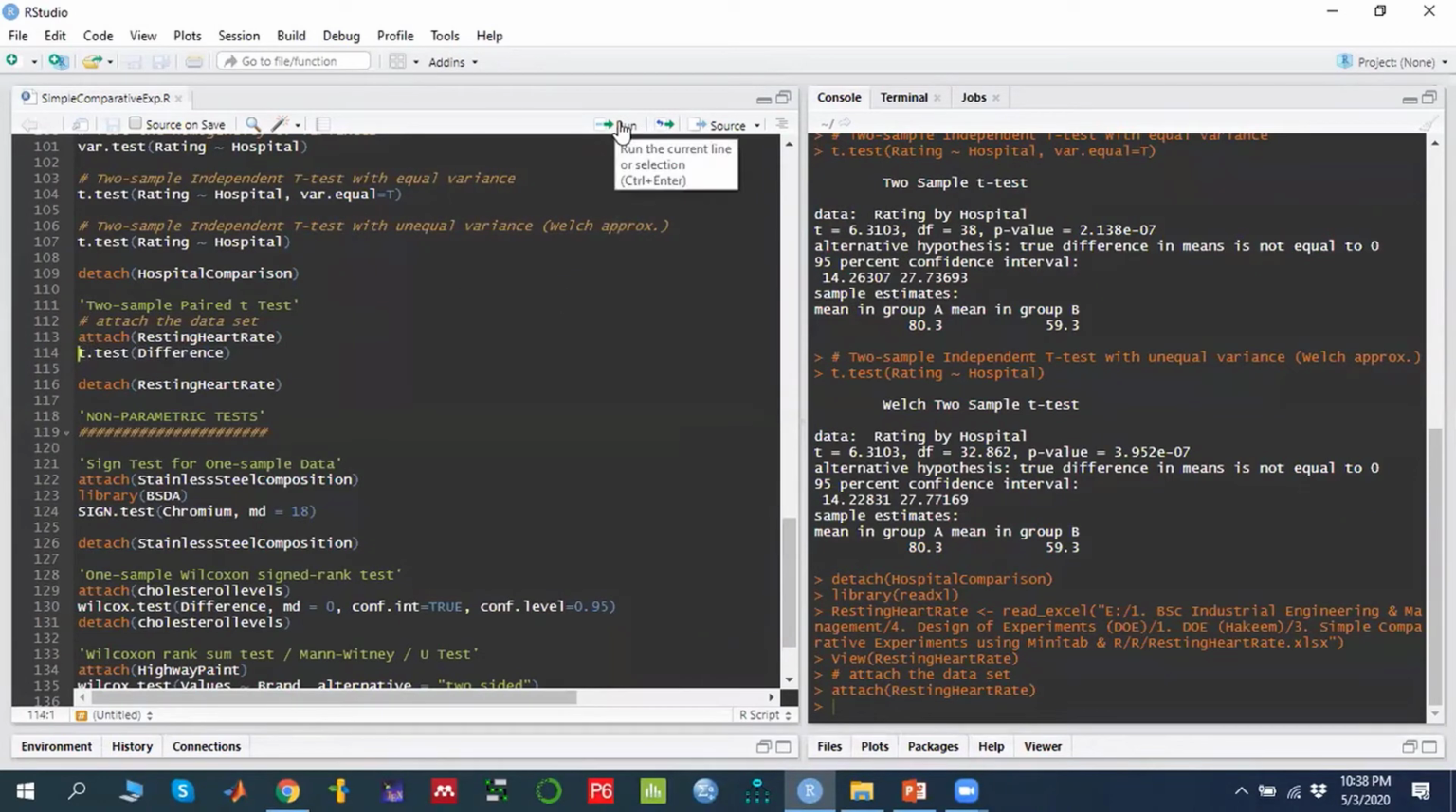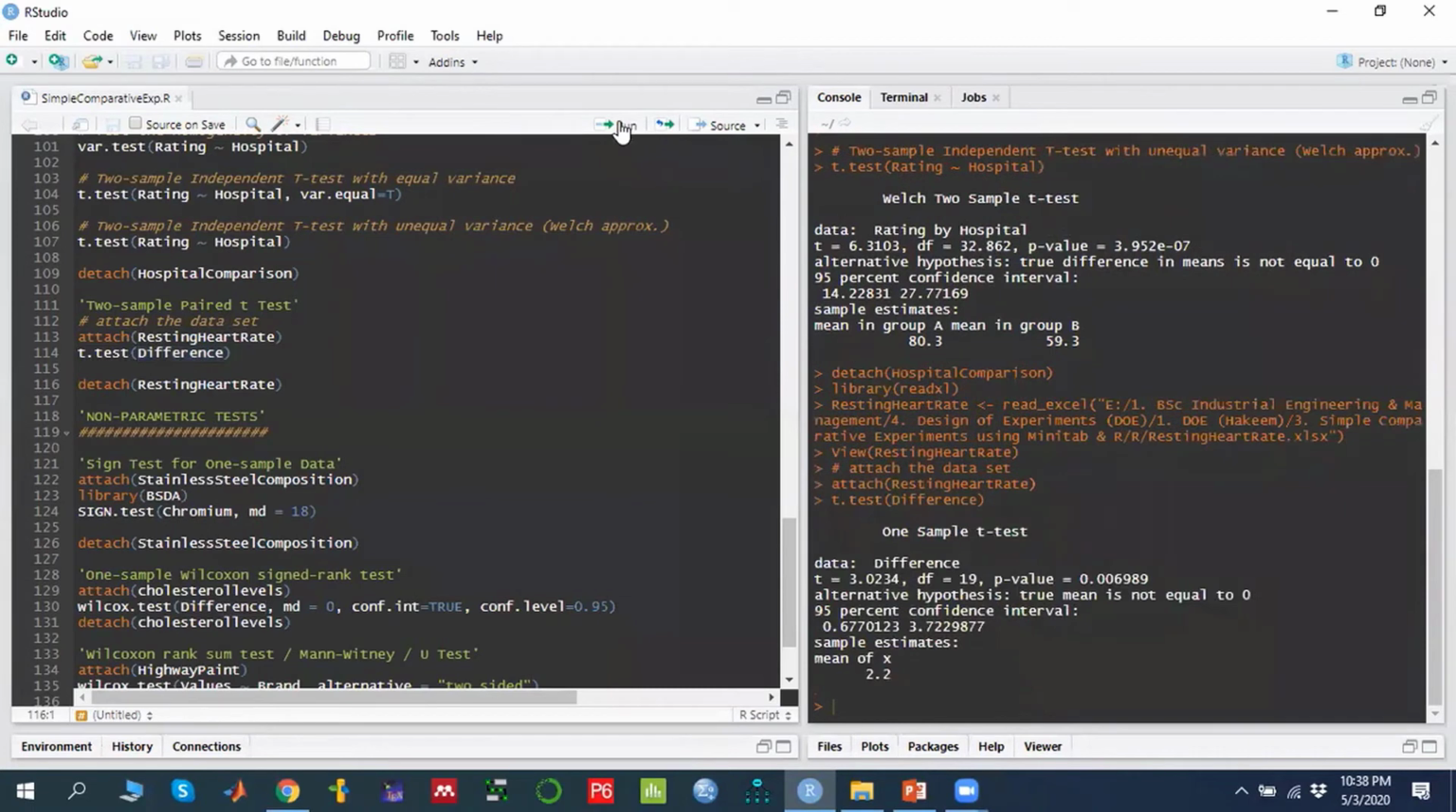In order to apply that, we have already attached the data set, and now I'm going to apply the one sample t-test on the difference data set. The one sample t-test p-value is indicating this, because we have applied this test on the variable of differences, that is the difference between before and after.